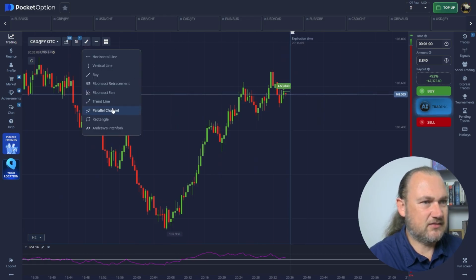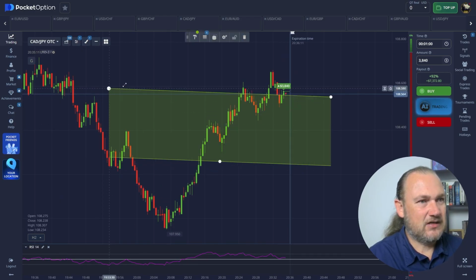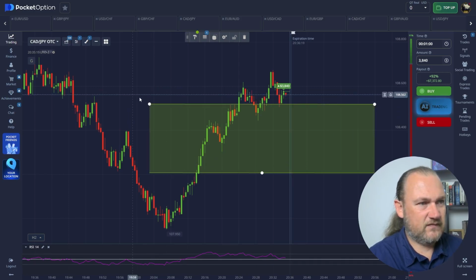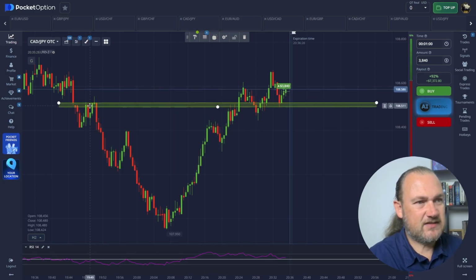Placed it and deleted it, so let's just place it again. We have this area here. Sorry, I'm looking at this. We have this level here that was actually coming quite some time. We can see that this level has been solid for quite some time.